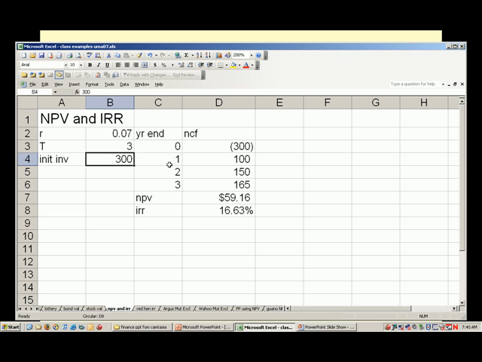Over here we have our stream of cash flows over the years 0 through 3. For an NPV calculation, we need an initial cash outlay in year 0, which is our negative $300. And in years 1 through 3, we have the positive cash flows associated with starting this business. Now let's calculate our first NPV. I've already calculated the net present value to be $59.16. Let's see how I got this amount.